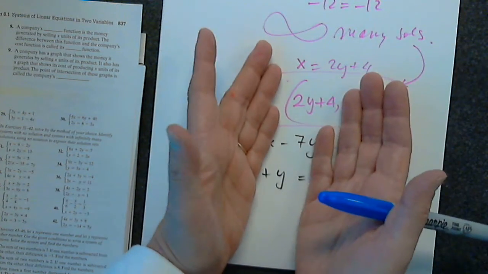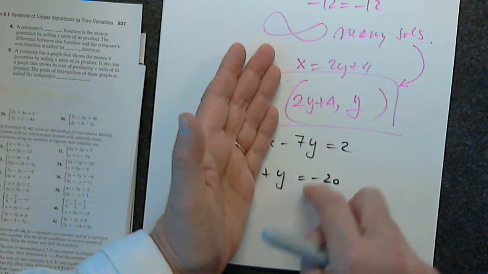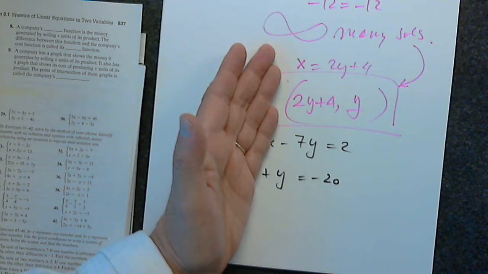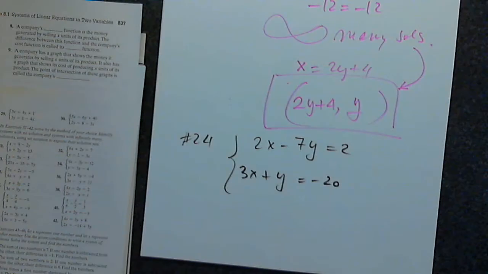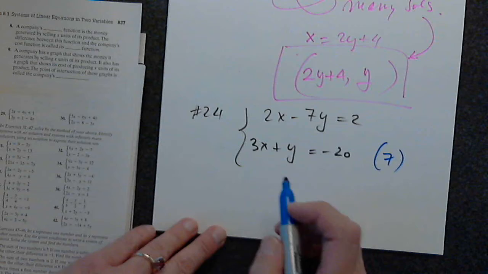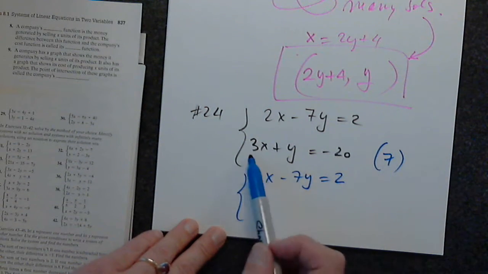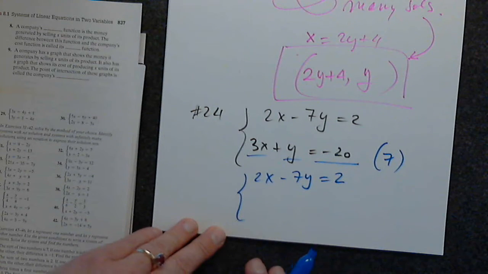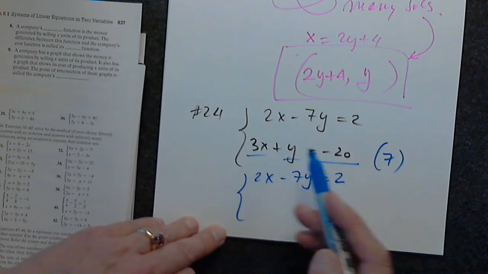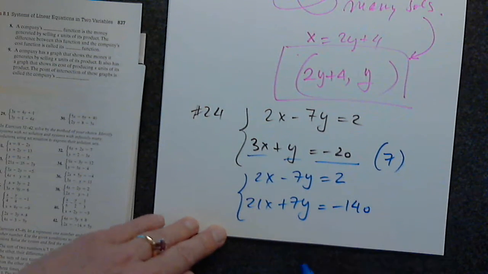Let's look at the second possibility. If I want to make y disappear, I don't need to multiply both equations. I only need to multiply one of them by what? And which one? To eliminate y. By 7. I will multiply the second equation by 7. Very good. 2x minus 7y equals 2. When I multiply by 7, I have to multiply everything, each and every term. So 21x plus 7y equals negative 140.